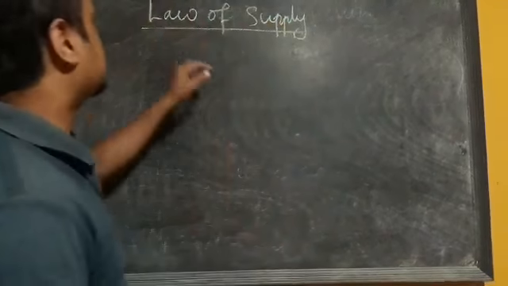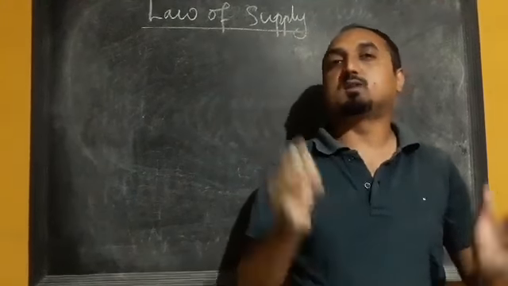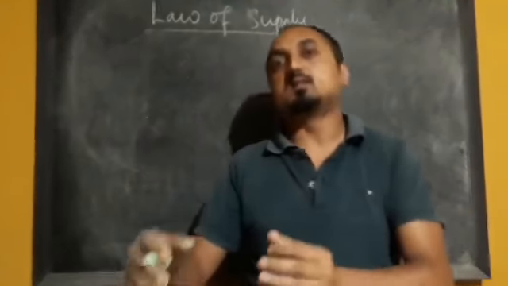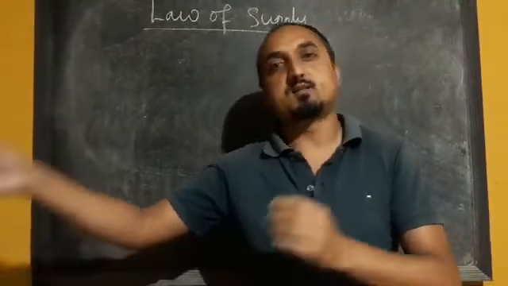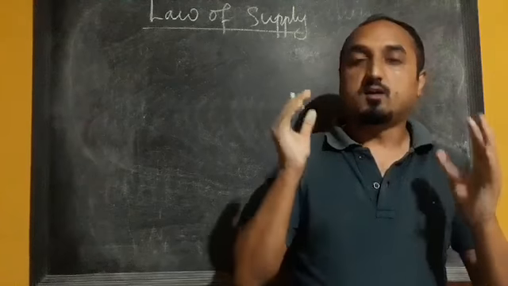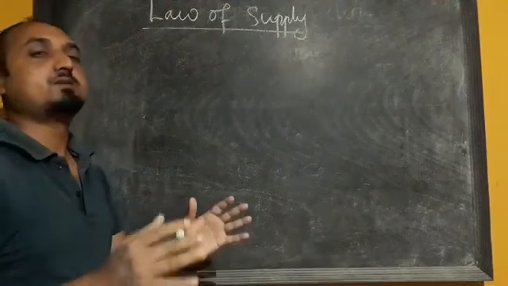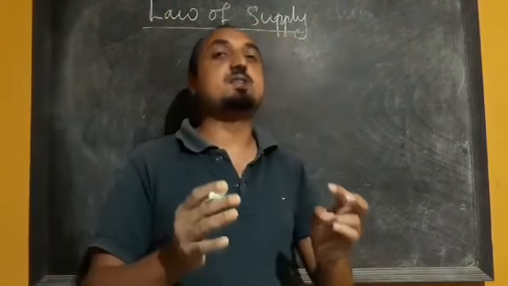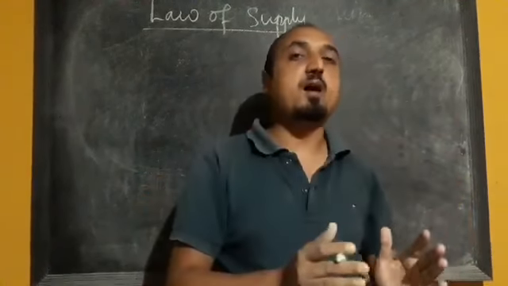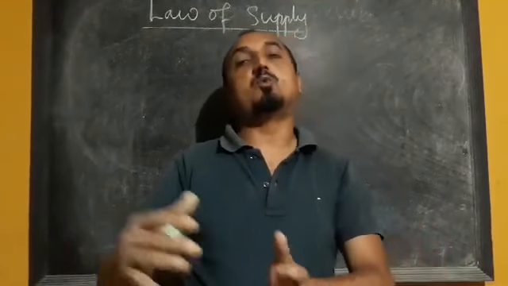Next topic we have is the law of supply. So it's very easy. We have done the law of demand in the previous classes. So we know that, other things remaining constant, when price of a commodity increases, quantity demand decreases, and when price decreases, quantity demand increases. So that was the case of law of demand. Now here we are going to discuss the law of supply. The statement is similar, only the difference is that the law of demand shows the inverse relationship between the price and the quantity demand, whereas the law of supply shows the direct relationship between price and the quantity supply.